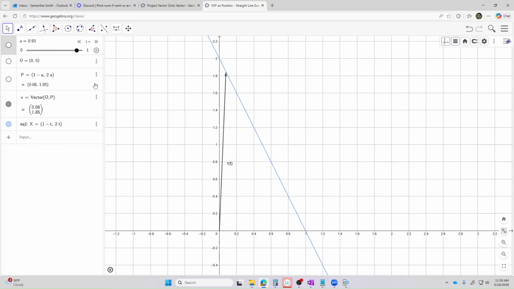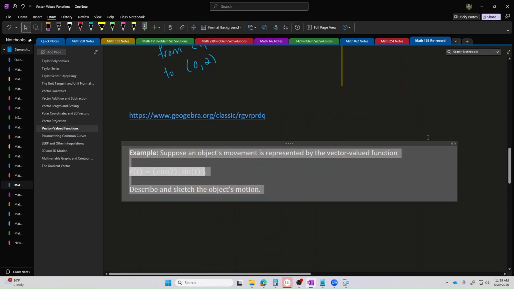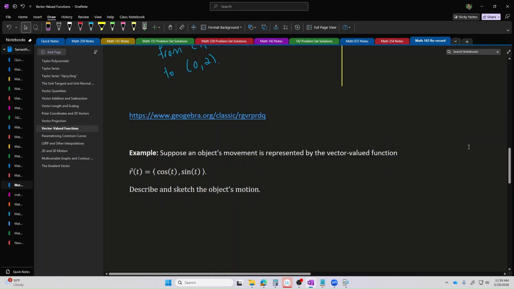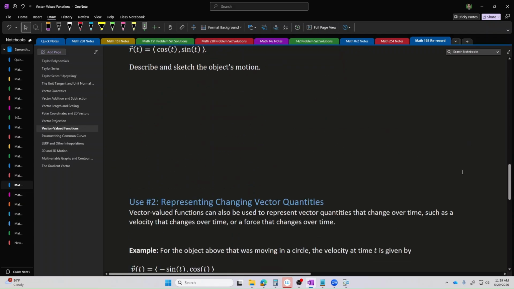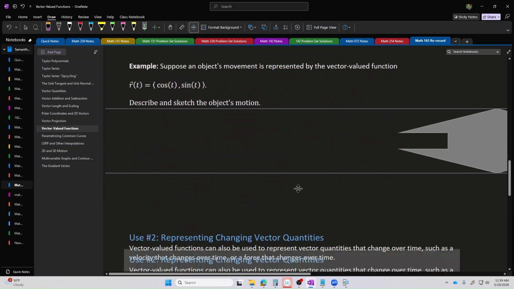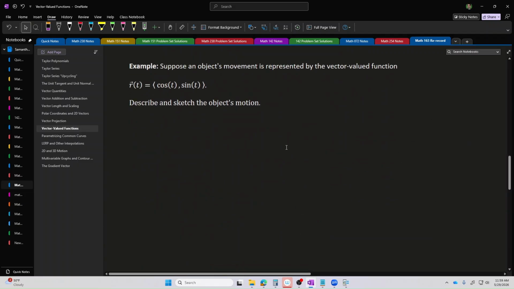So the object is following this straight line over time from this initial position to this final position. Let's do another example to see how different functions can give rise to other shapes. For example, supposing that the object's movement is being represented by this vector valued function, where the x is determined by cosine of t and the y is determined by sine of t.